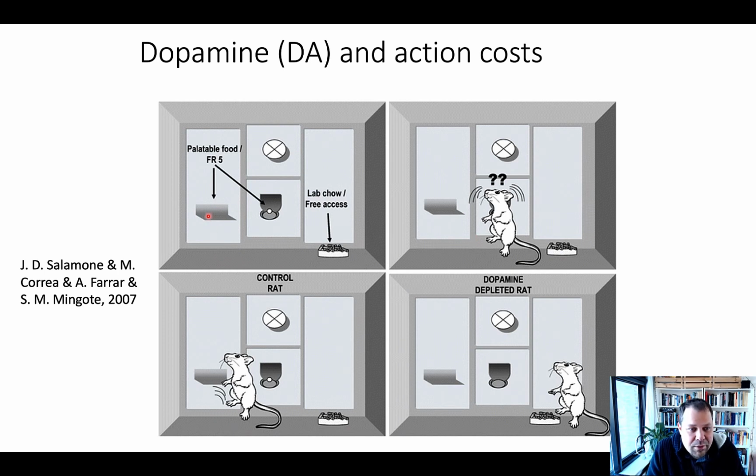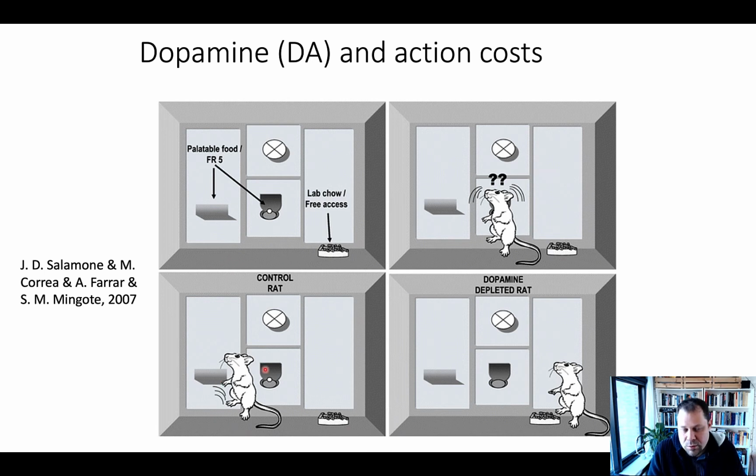So what we have here is a lever that the animal can press to receive a highly valued food reward. So this is something that the rats really like. But they also get free access to this lab chow here. So a control rat that's introduced to this environment will start pressing. Let's say one press gives you one highly valued food pellet, and it will not eat the not so valued lab chow that the animal eats every day anyway. So there is a higher value here, and for this the animal will put in some work.